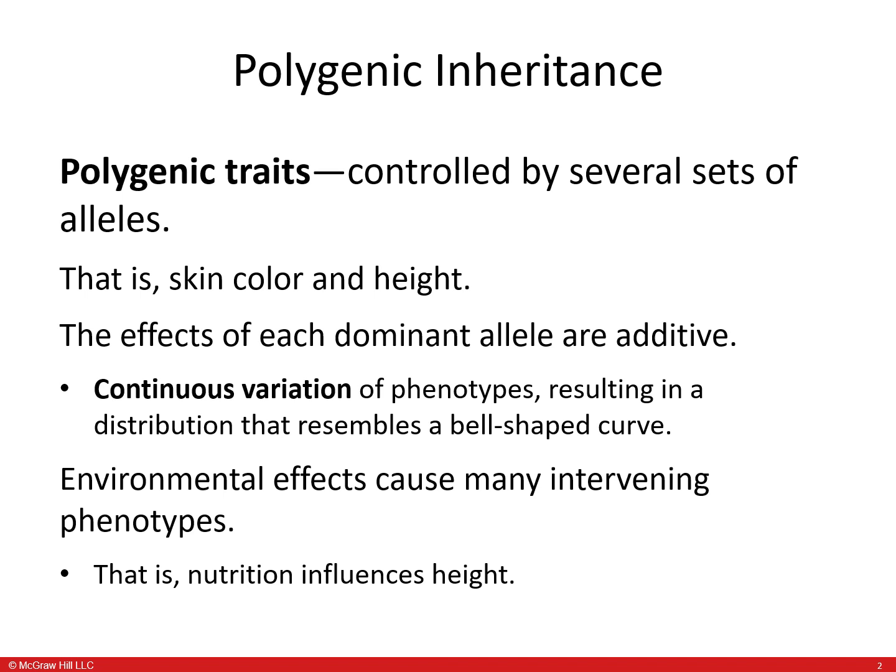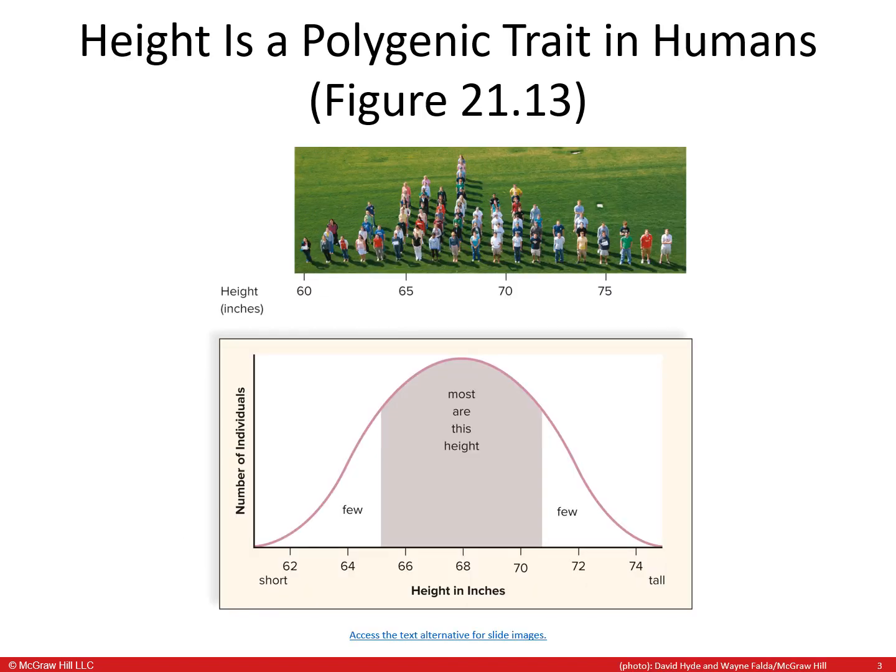Now, the environment also plays a huge role in this type of phenotype. For example, nutrition influences height. So height is an example of a polygenic trait in humans. What we can see is that there's a huge distribution, and the distribution resembles a bell curve shape.